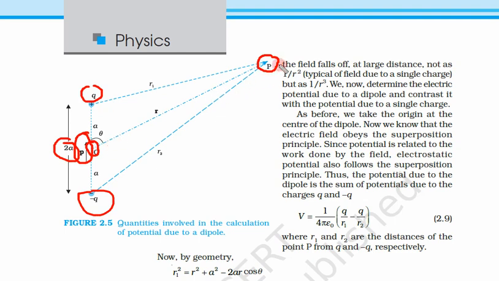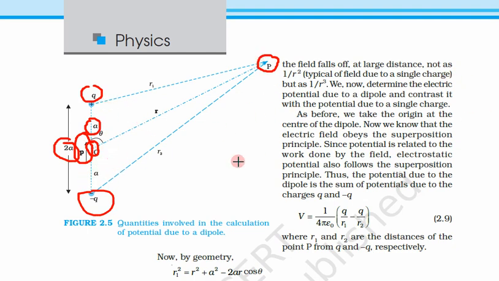P is much farther than a. P is much farther than the distance between the two charges of the dipole. This is always the approximation, that the point where we need the potential or electric field is much farther than the distance between the two charges.